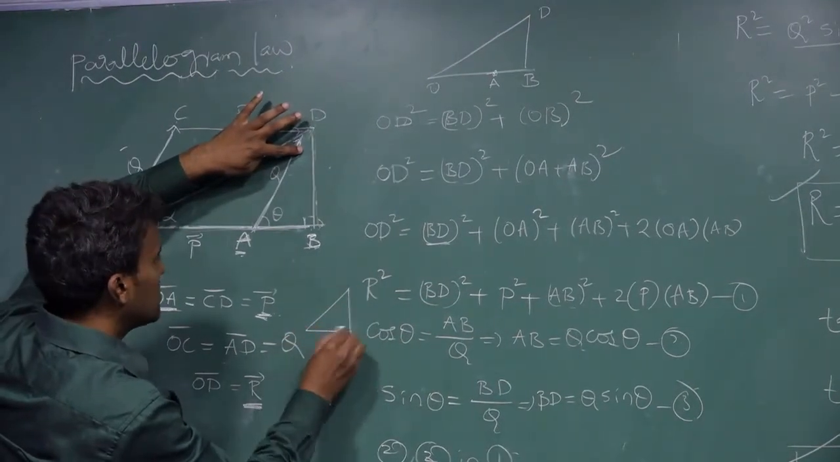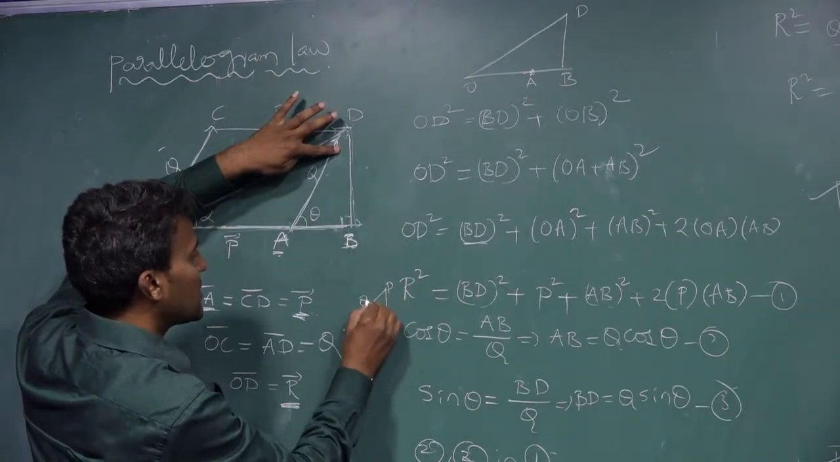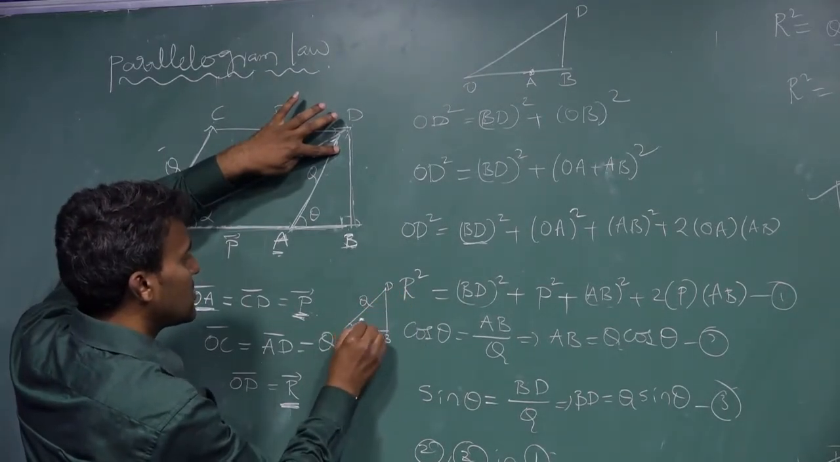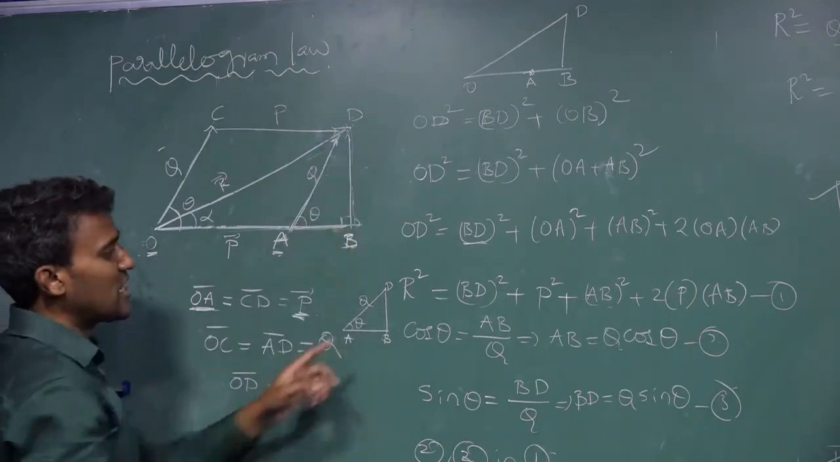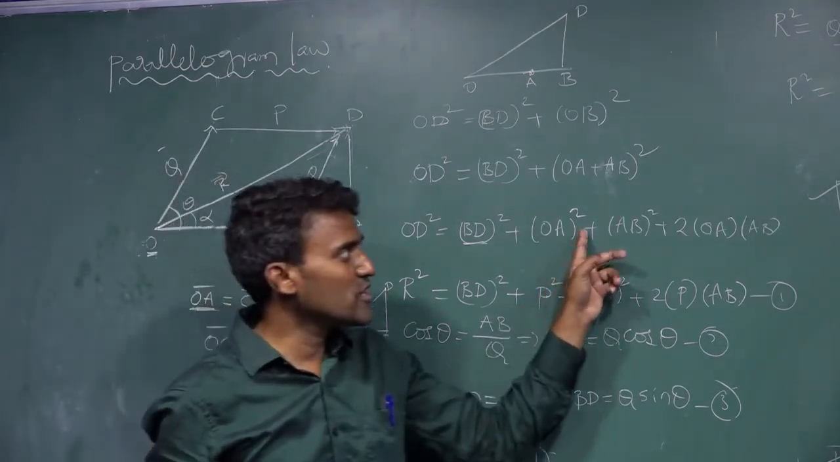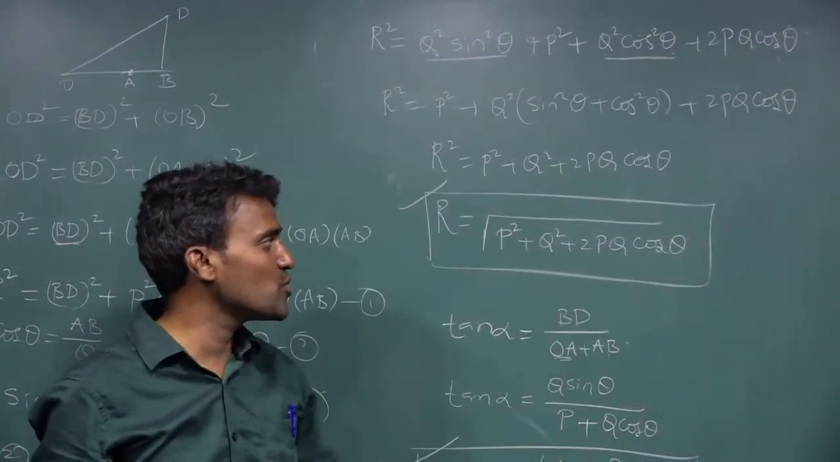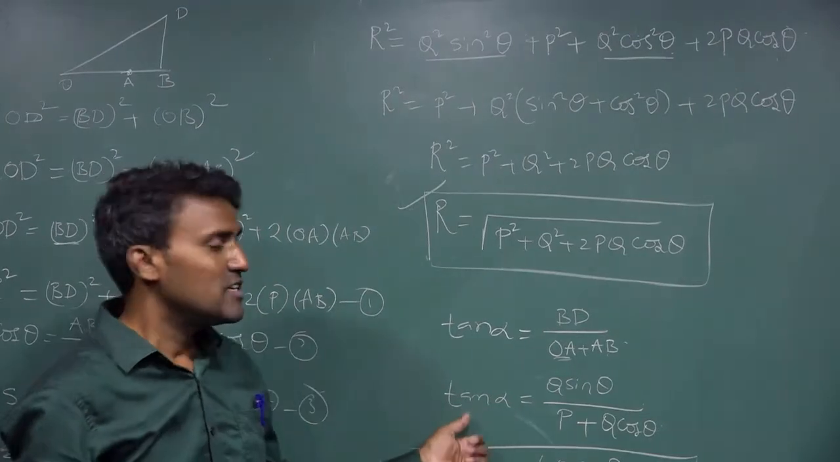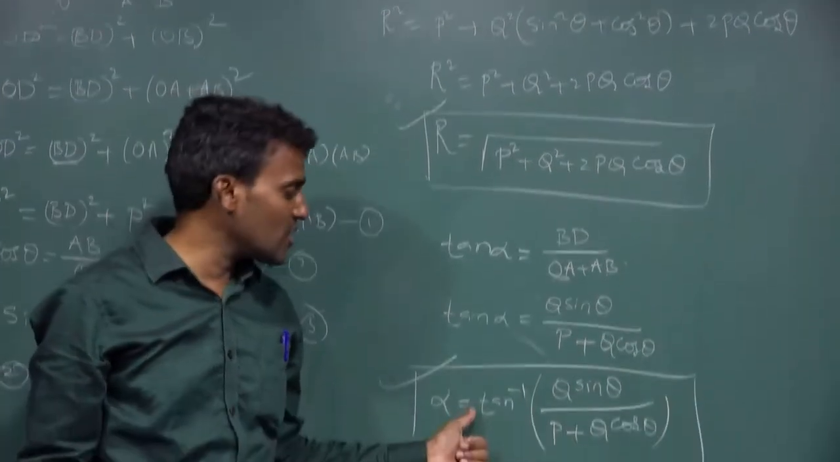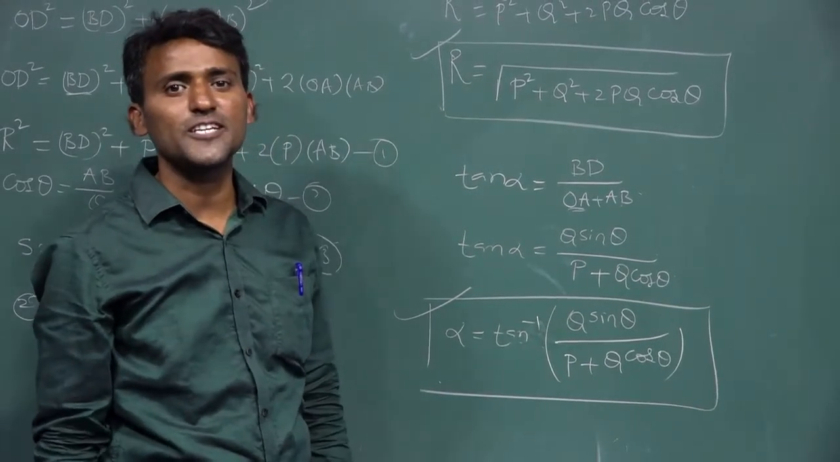What about ABD? This is the Q vector, isn't it? This is the theta. From this triangle, I calculated both cos theta and sin theta values. If you substitute in this one, we get R is equal to under root of P square plus Q square plus 2PQ cos theta, and the direction of the resultant, alpha, is equal to tan inverse of Q sin theta divided by P plus Q cos theta.